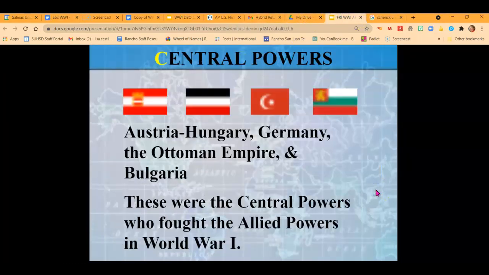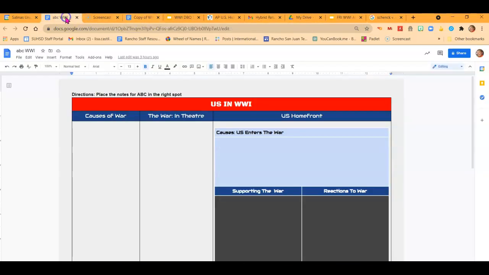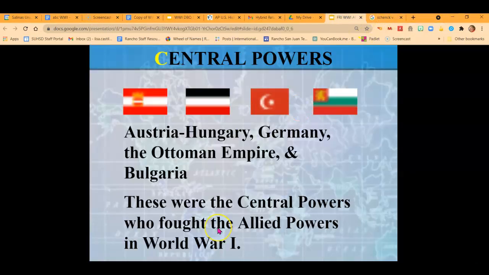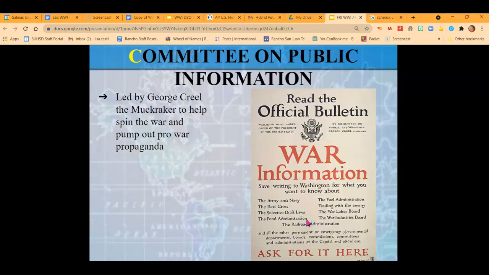C, what does the C stand for? Well, Central Powers, of course. That could go in your in theater, the war area, or in the causes. Either way I think would be appropriate. And who are the Central Powers? That is Austria-Hungary, Germany, Ottoman Empire, and Bulgaria. And of course the Central Powers were going to fight the Allied powers in World War I.